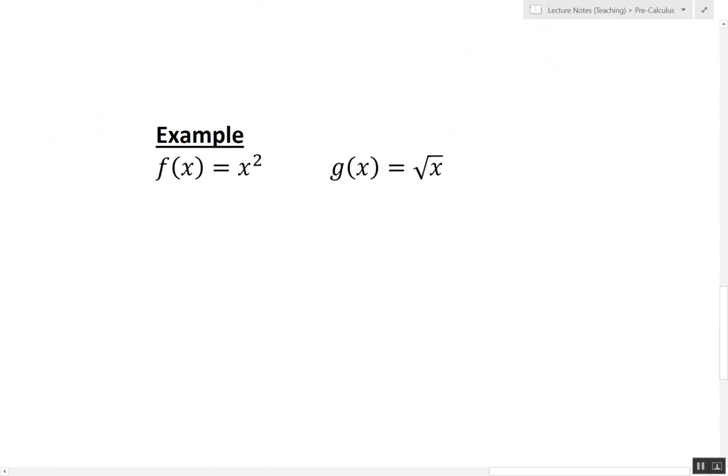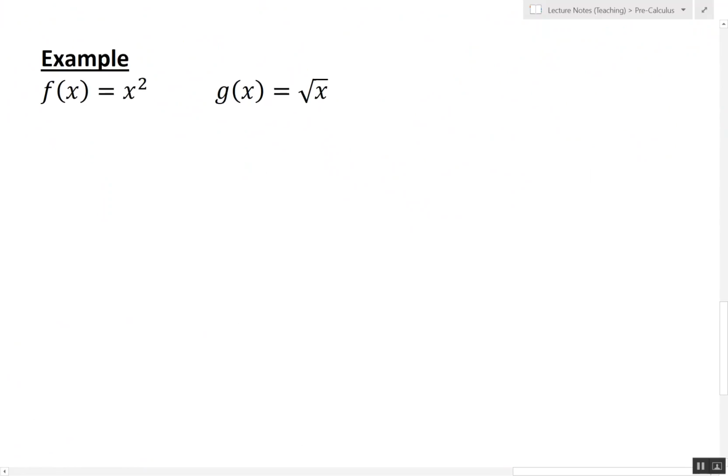So here is my other example. We have f of x equals x squared, and g of x equals the square root of x. And in terms of algebraic operations, the square root and square cancel each other out. If I have x squared and take the square root of that, I get x back. So you would hope that f of x and g of x are inverses of each other. So let's check and see if that is true or not.